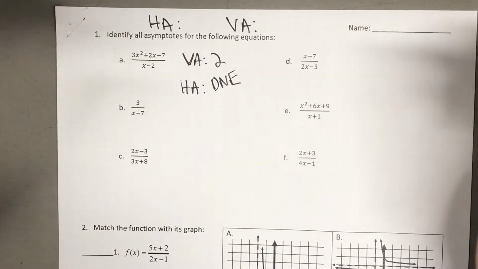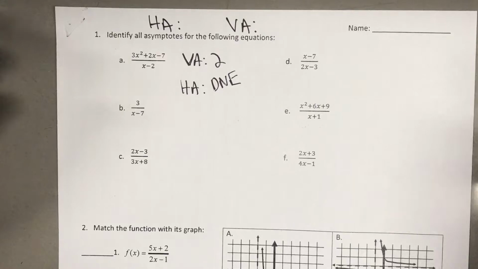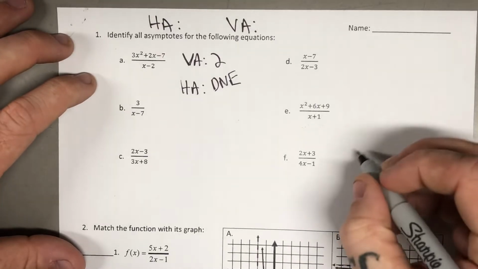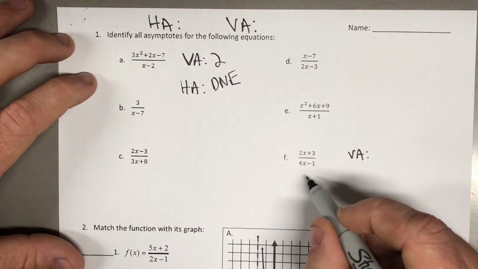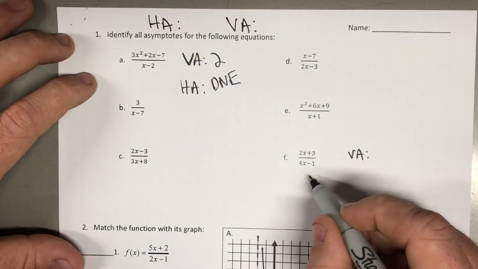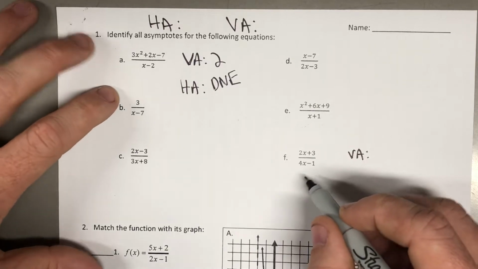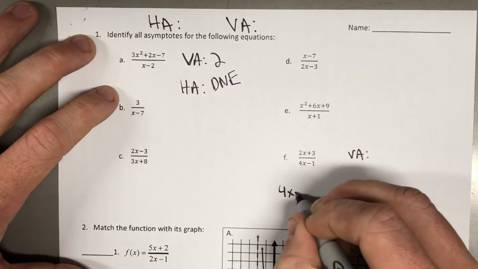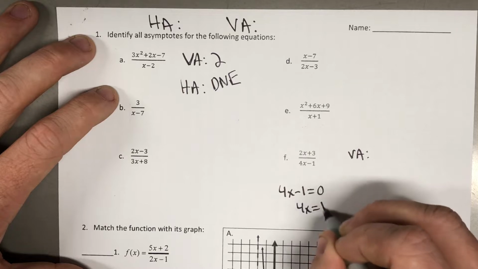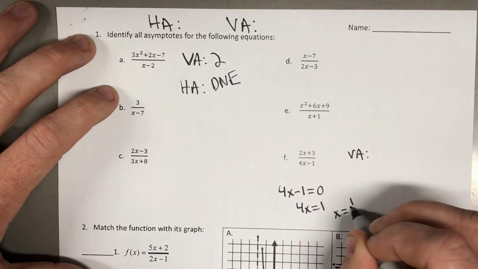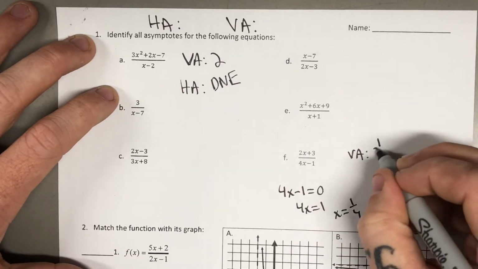So I'm going to skip to one that's a little bit more challenging. If we look at F, my vertical asymptote, we're trying to see what makes the bottom 0. Well, for this one, it's not as easy to see as for letter A. So what you could do is set 4x minus 1 equal to 0, and then solve for x. And you'll see that x is equal to 1/4, which means our vertical asymptote is 1/4.